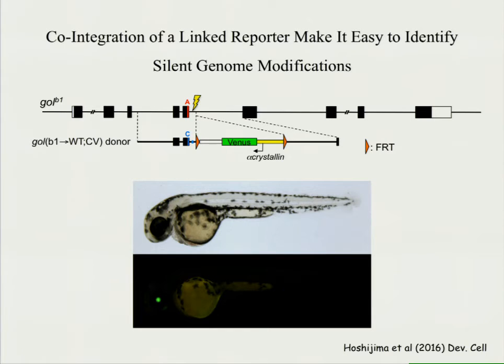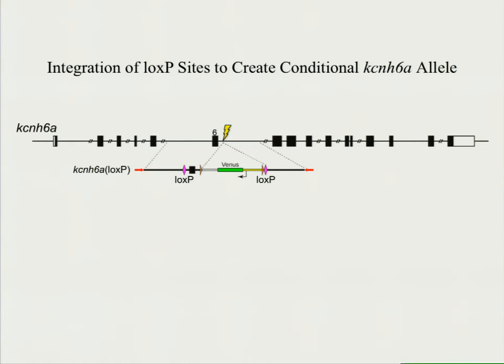So next, we adapted this linked reporter system to generate a conditional mutant. This donor DNA has a pair of LoxP sequences flanking exon 6 of the kcnx6 gene. And again, the lens-specific Venus reporter was inserted into the downstream intron. The recombination of this reporter was stimulated by a double-strand break in the downstream intron.